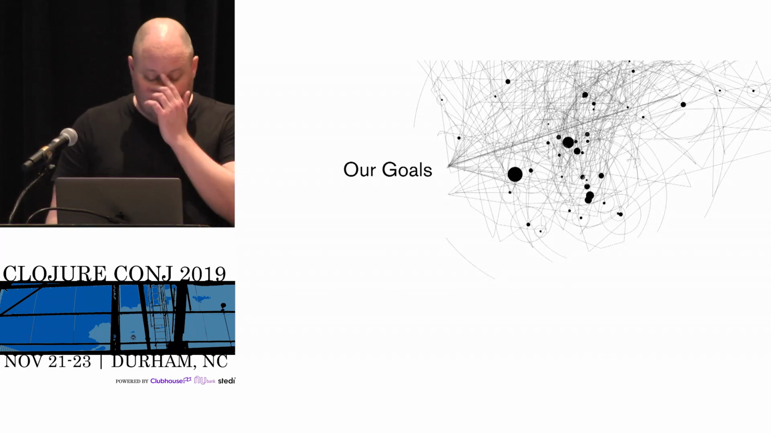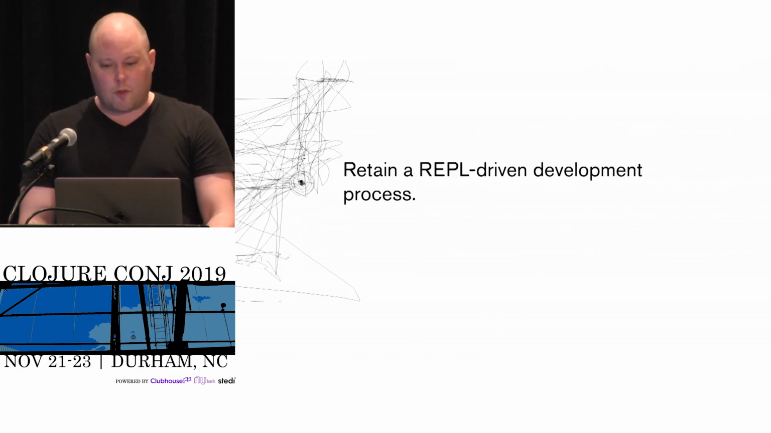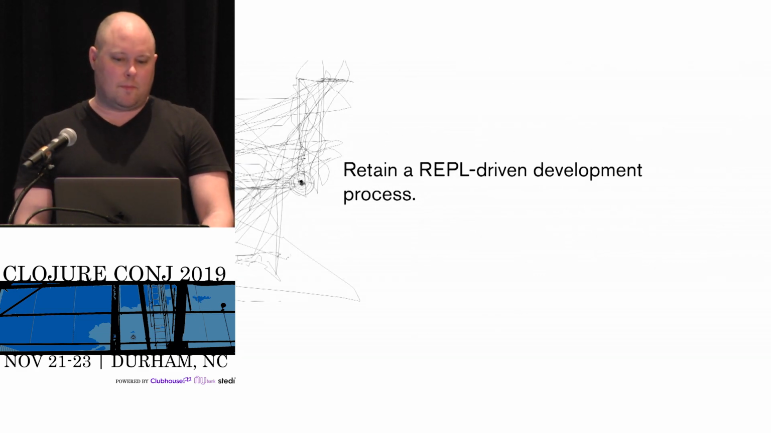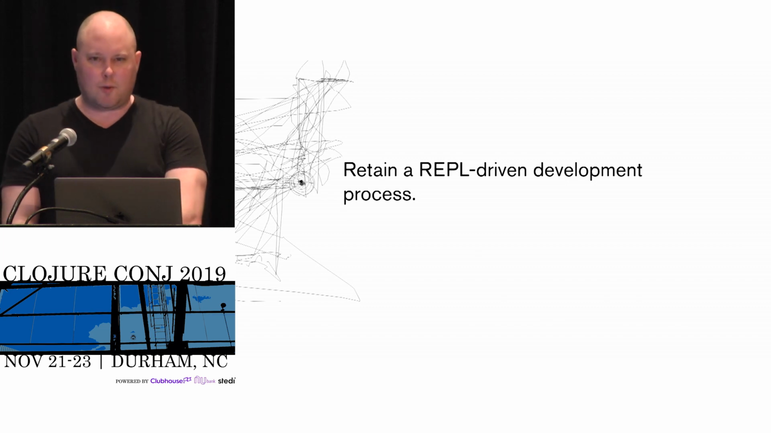So what were our goals going into this project in terms of the infrastructure? Well, the first thing we wanted to do was retain a REPL-driven development process. We're Clojure developers at the end of the day, and being able to work interactively is incredibly important, even if we are working with AWS resources.